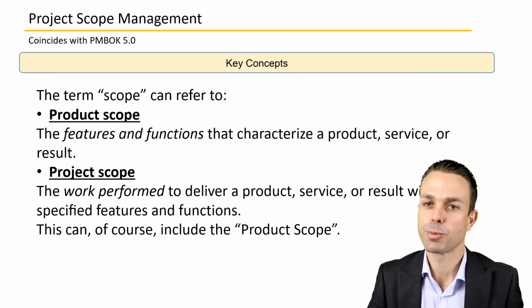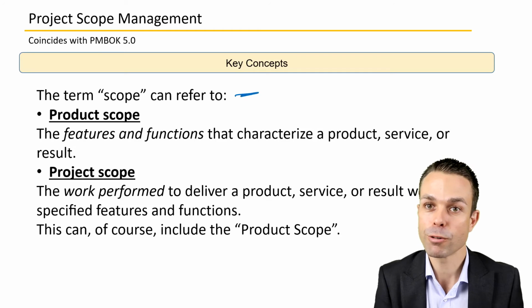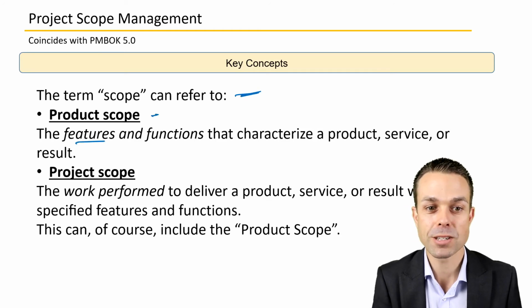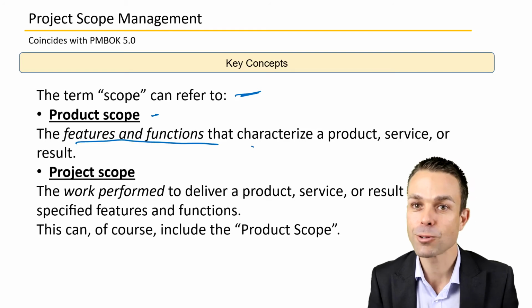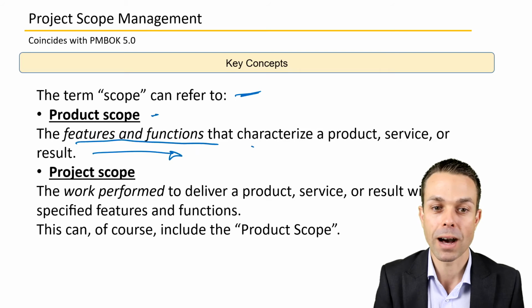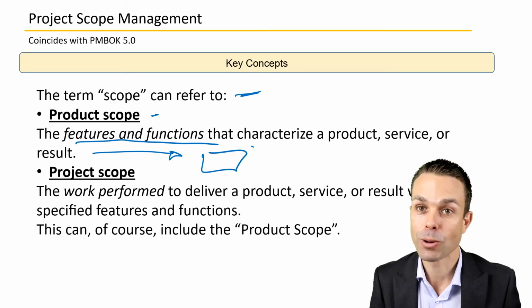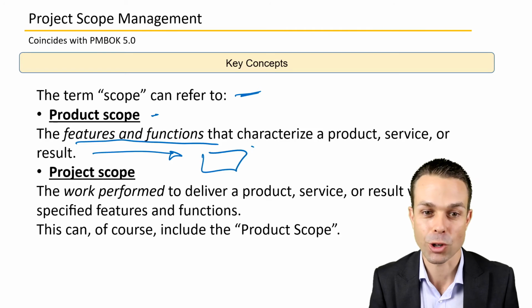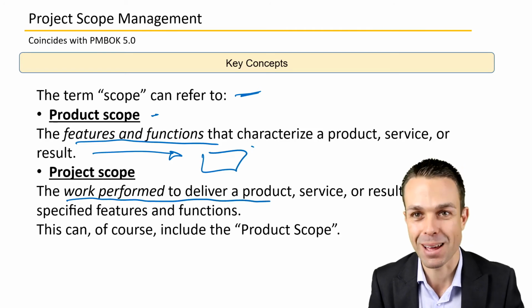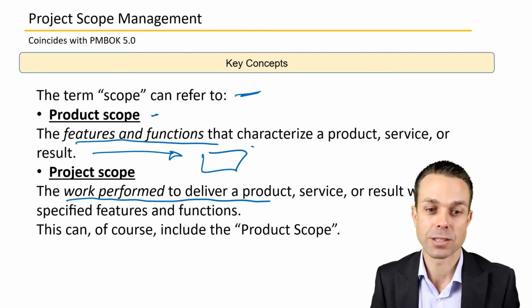Key concepts for project scope management, we've got the term scope. Now this can refer to two things. We've got the product scope. This is the features and functions that characterize a product, service, or result. Typically what we are delivering, the product. So what is the scope of the product? Now we can also have the project scope. This is the work that we're performing to deliver that product, service, or result, and the specified features and functions.